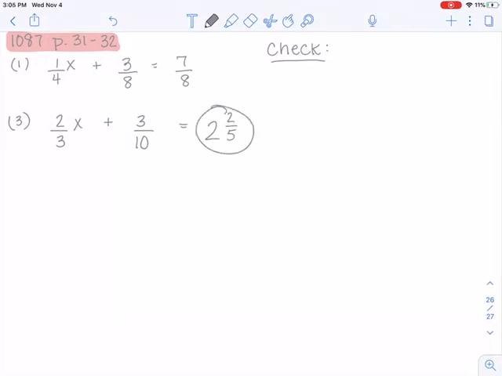Well, first and foremost, we're going to turn this guy right here into an improper fraction. So we multiply 5 times 2 is 10, plus the 2 is 12. So this becomes 12, and we keep our 5 as the denominator. Just going to rewrite everything else really quick. All right, so now the first step you have to do is find your LCD.